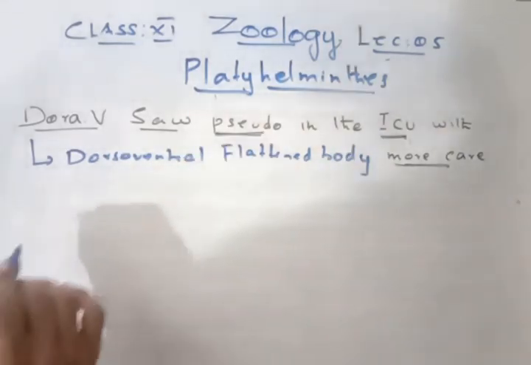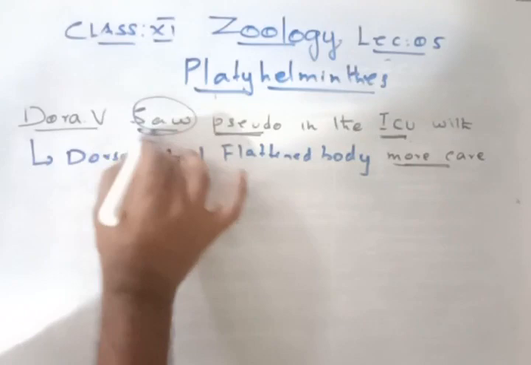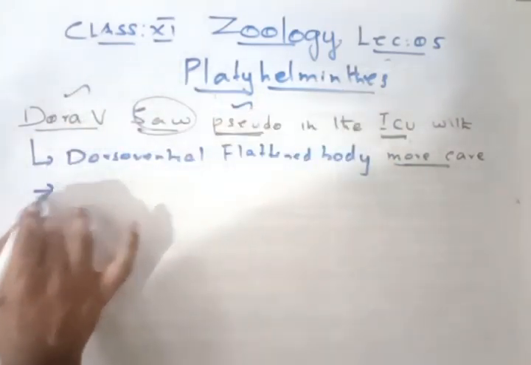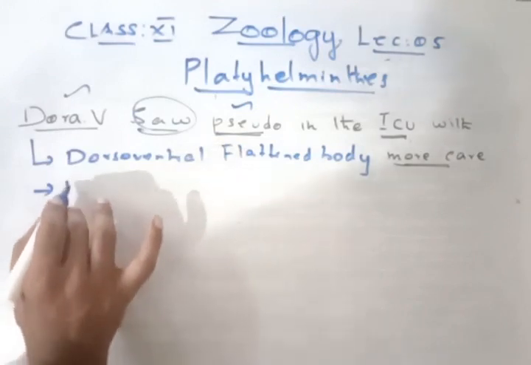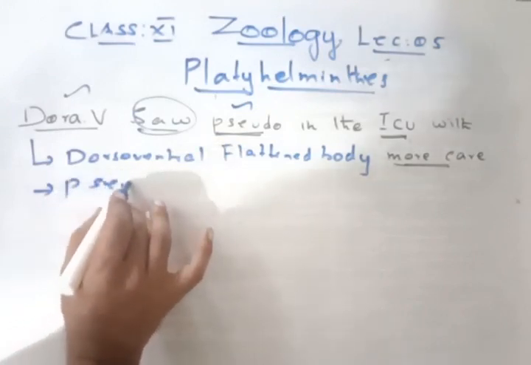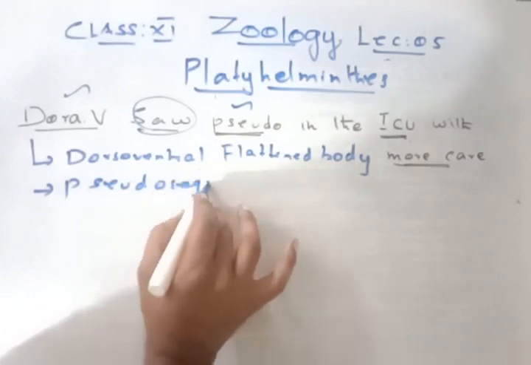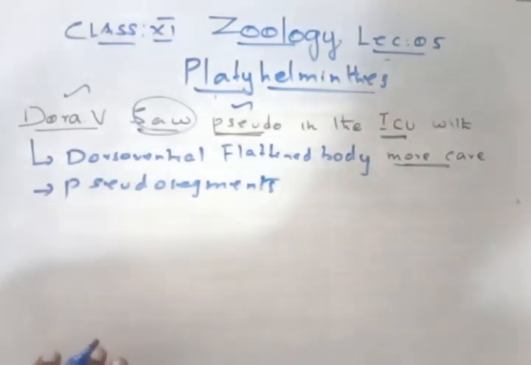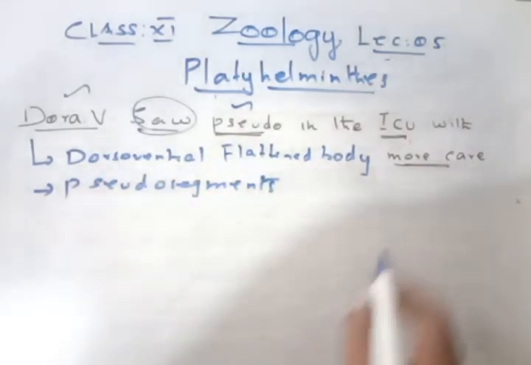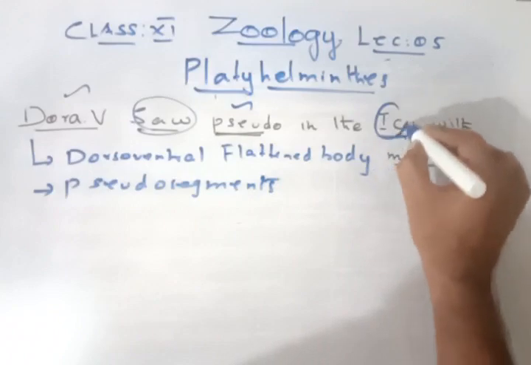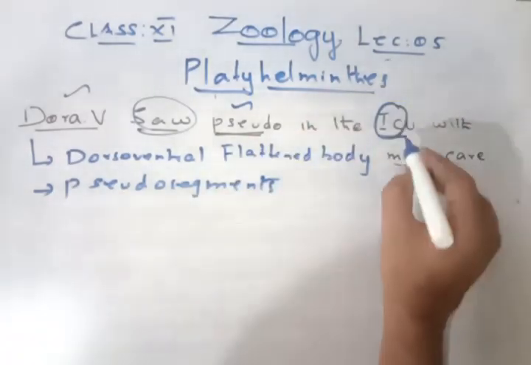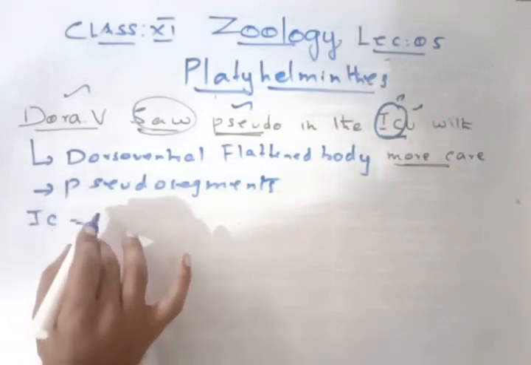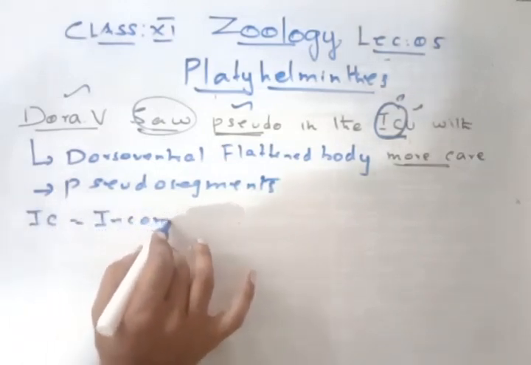Then next one is saw, you just leave it. Just for the sentence I made it. Second one is pseudo. What is pseudo? Pseudo is pseudo segments. That means no segments. Pseudo means false. It is not a segment. Then you remember this IC, and you will study separately. This IC stands for incomplete digestive system.